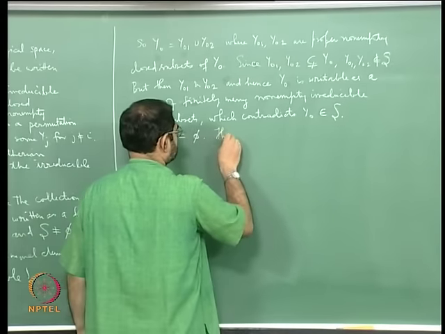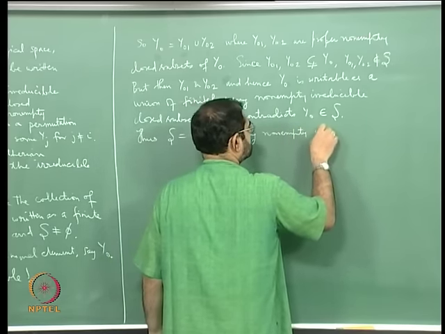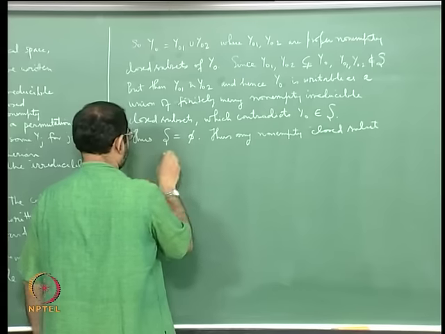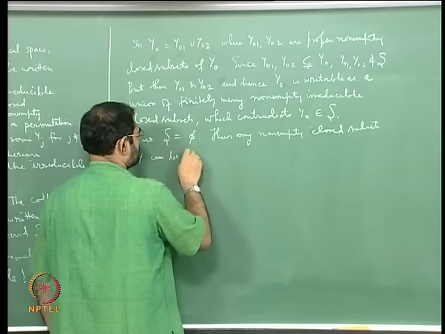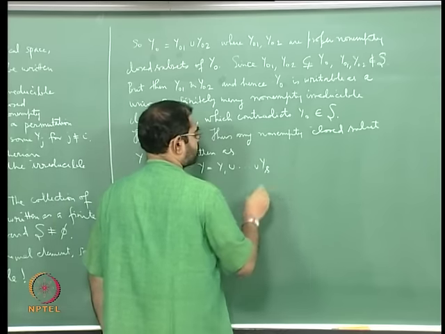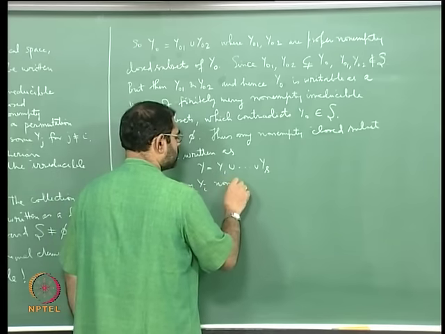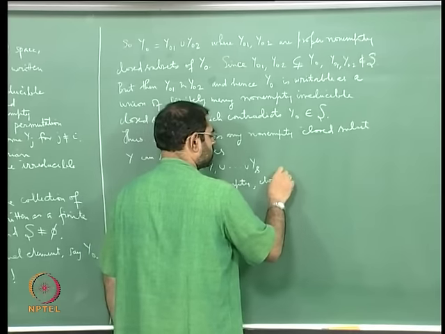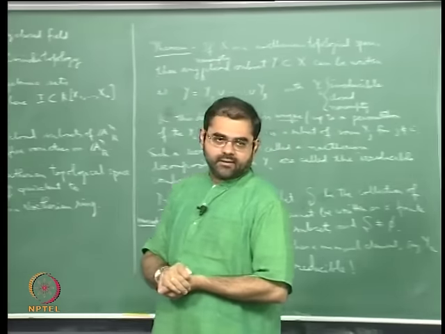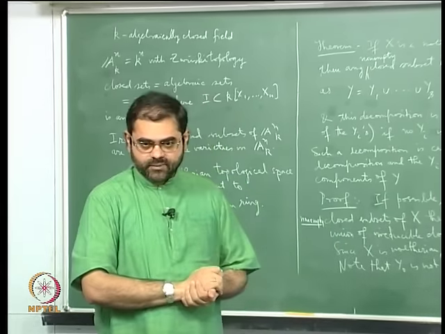So, thus, any non-empty irreducible, sorry, non-empty closed subset Y can be written as Y equal to Y1 union through YS, with every Yi non-empty closed irreducible. Of course, whenever I say irreducible, it's automatic that it's non-empty, because we have barred the null set from being taken as irreducible. Okay.